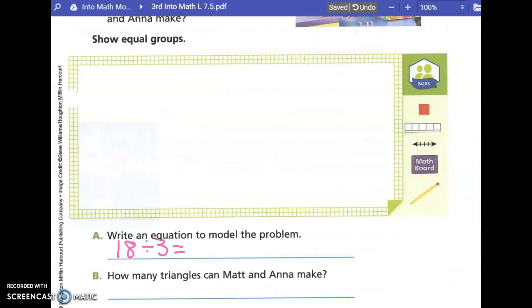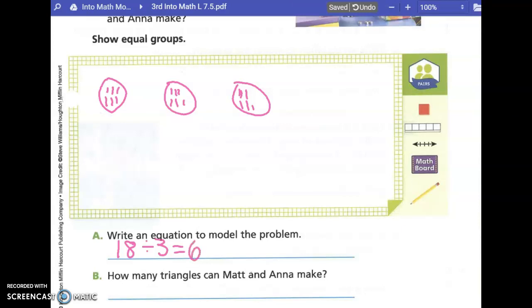So go ahead and start drawing your model however you want to draw it. If you're at home, stop the recording and draw your model. Okay, so everyone in the classroom did exactly the same thing. They drew circles and they put in their strikes or X's until they got to 18. And how many strikes or X's did you have in each? 6. Okay. So 18 divided into 3 is 6.